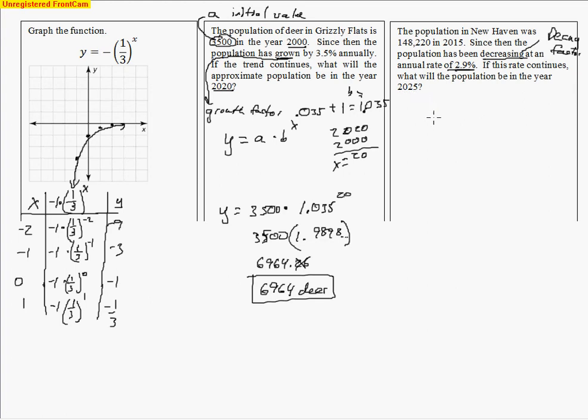So let's start with our numbers. We have A equaling 148,220. We have B equaling, here's where you have to do 1 minus 0.029.